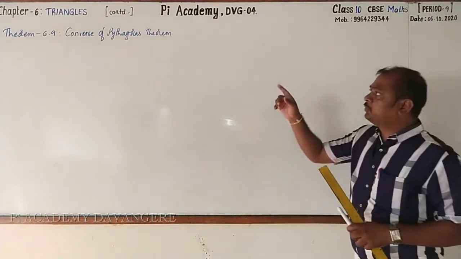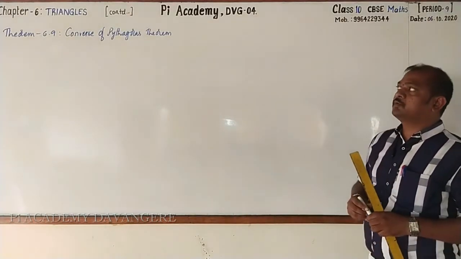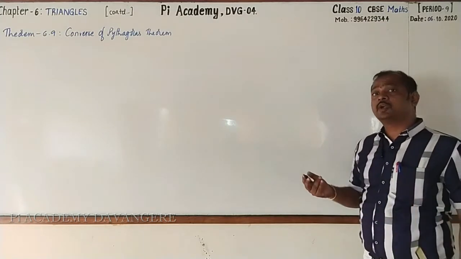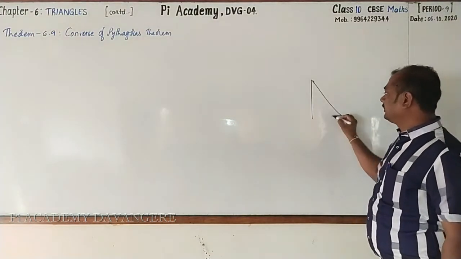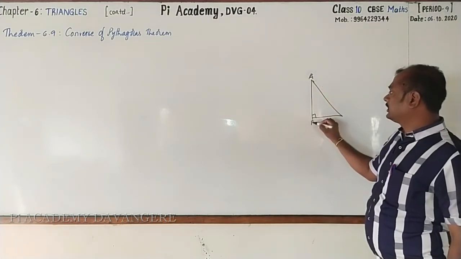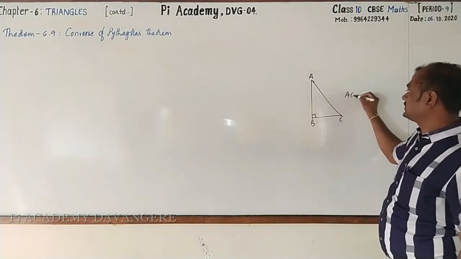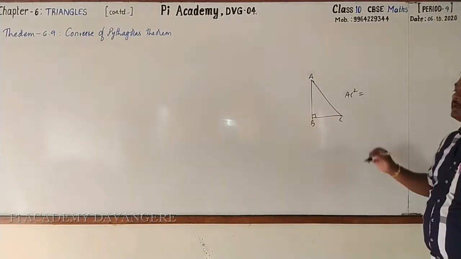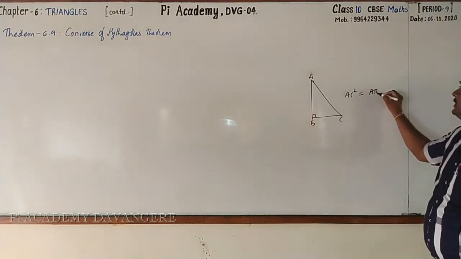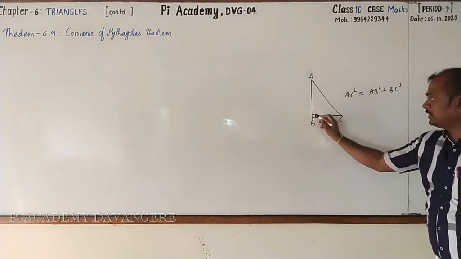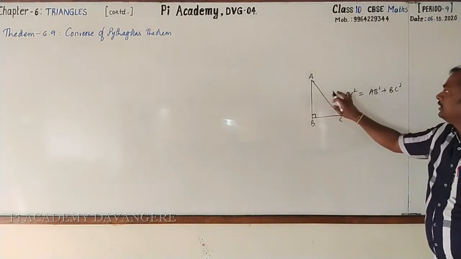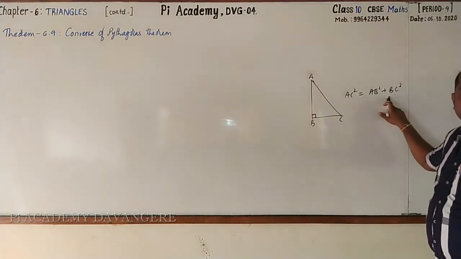So, if you want to make the statement of converse of Pythagoras theorem, you must know what is Pythagoras theorem. What is that? See, in any right triangle, the square of hypotenuse, that is AC square, is equal to sum of squares of other 2 sides, AB square plus BC square. If one angle is 90 degree, then the square of hypotenuse is equal to sum of squares of other 2 sides.